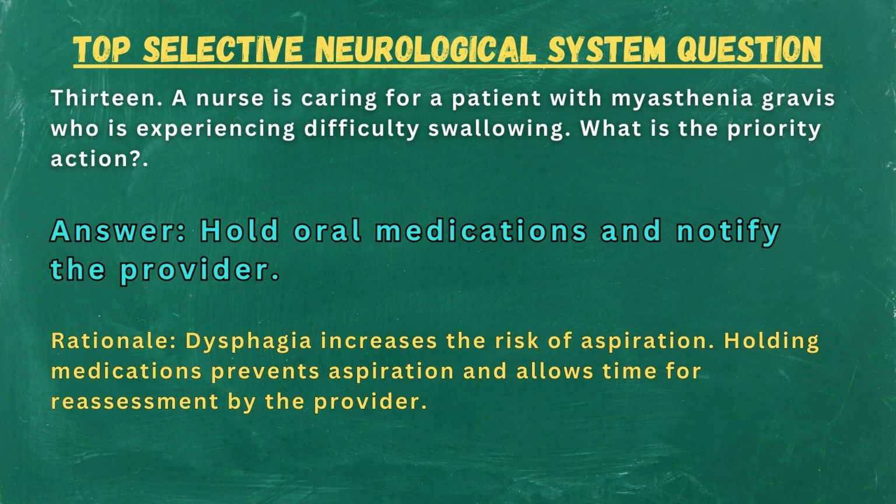What is the priority action? Answer: hold oral medications and notify the provider. Rationale: dysphagia increases the risk of aspiration. Holding medications prevents aspiration and allows time for reassessment by the provider.